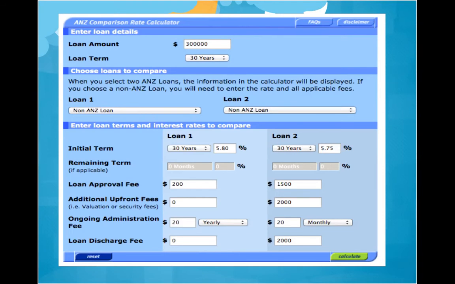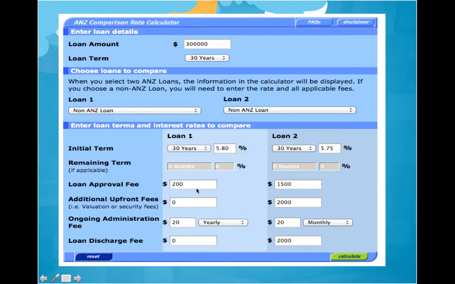Let's look at comparison rates. This is a comparison rate calculator on the ANZ website where you enter the loan amount and you enter the term of the loan. You then have the option to choose a specific type of loan if it's from the ANZ bank, or just to enter it's a non-ANZ loan and then enter all the details yourself. I've chosen a loan of 30 years at a 5.8% quoted interest rate.